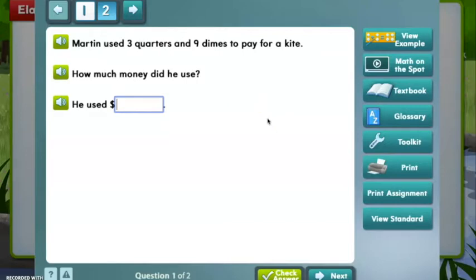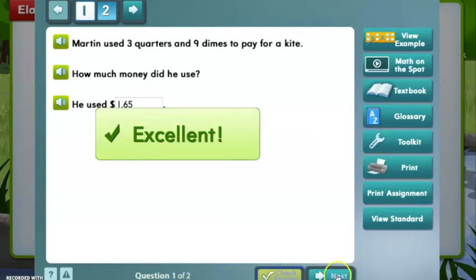So we have 75 cents, and then we add 1 dime, 85 cents, 95 cents, $1.05, $1.15, $1.25, $1.35, $1.45, $1.55, $1.65. So $1.65 is our answer.